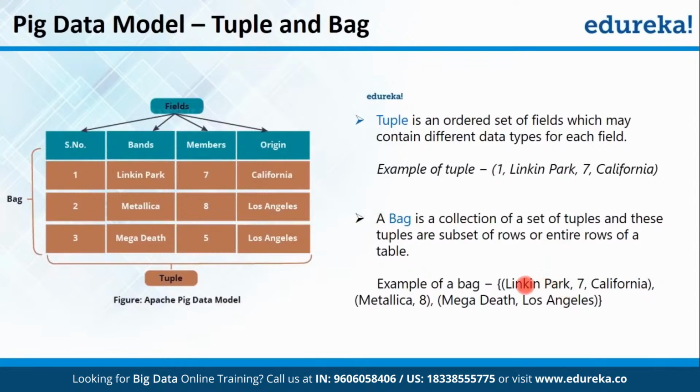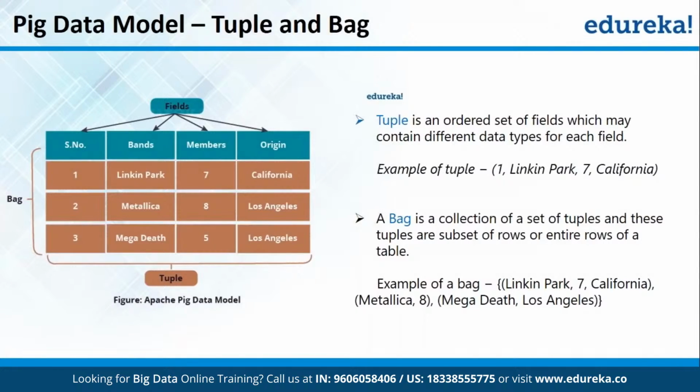Within this you can see there are multiple set of parentheses which are nothing but tuples. Okay, as you can see, the first tuple is Linkin Park 7 California. Okay, only 3 fields. Second is Metallica 8, just the 2 fields. And third is Megadeth Los Angeles, that is these 2 fields, right? So what we are trying to show is a tuple within the bag could be a set of fields or it could be the entire row.